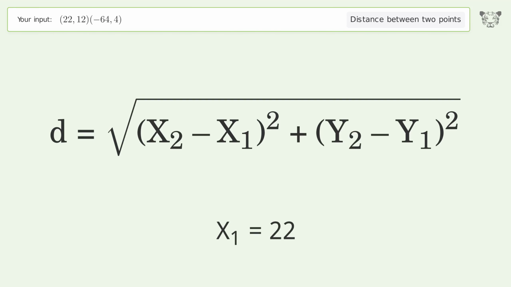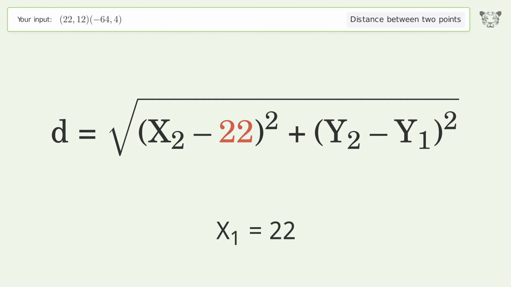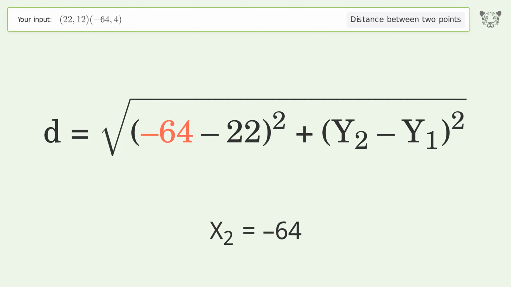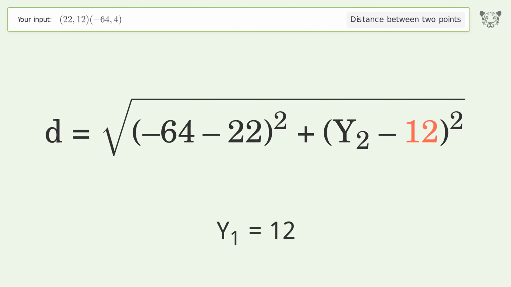x1 equals 22. x2 equals negative 64. y1 equals 12. y2 equals 4.